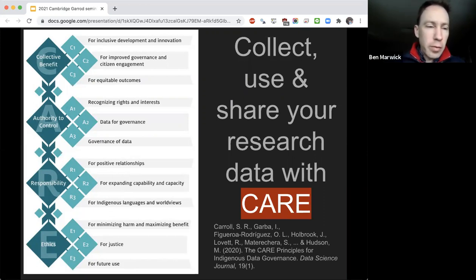I won't go into this in detail, except to say, when collecting, using, and sharing the data, consider these CARE principles: who benefits, and conversely, who would get harmed from your decisions about the data, who has the authority around their data. So, indigenous communities should have authority. We should recognize that, and they should have some say in how the data is used and shared.